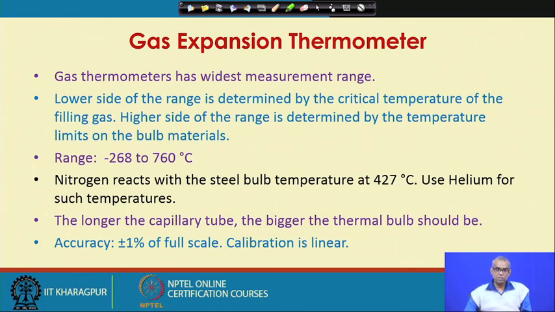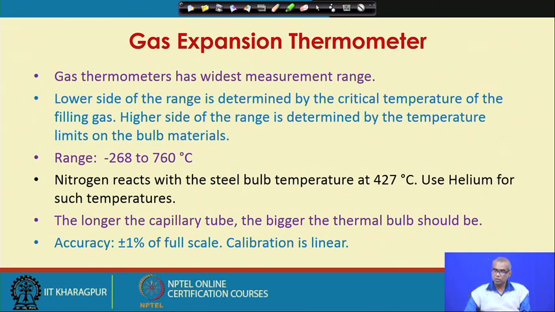Gas thermometers have the widest measurement range. The lower side of the range is determined by the critical temperature of the filling gas. The higher side of the range is determined by the temperature limits of the bulb material. You cannot exceed the temperature at which the bulb material will melt. Typical range is minus 268 to 760 degrees Celsius. Nitrogen reacts with the steel bulb at a temperature of 427 degrees Celsius.